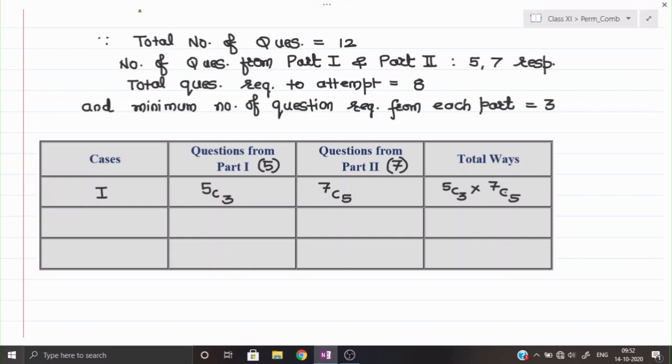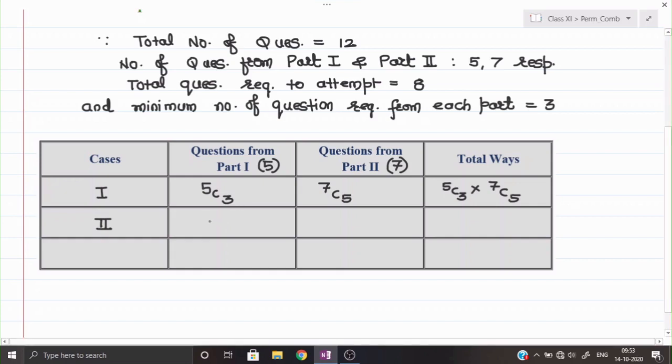But this is not the only solution. Some more solutions can be possible, some more options we have available. So what will be the second case over here? One way is you can select 3 questions from part 1 and 5 questions from part 2. You see, I have followed the conditions properly. From both parts I have not taken the number of questions below 3, and my total number of questions is also coming to 8, including part 1 and part 2.